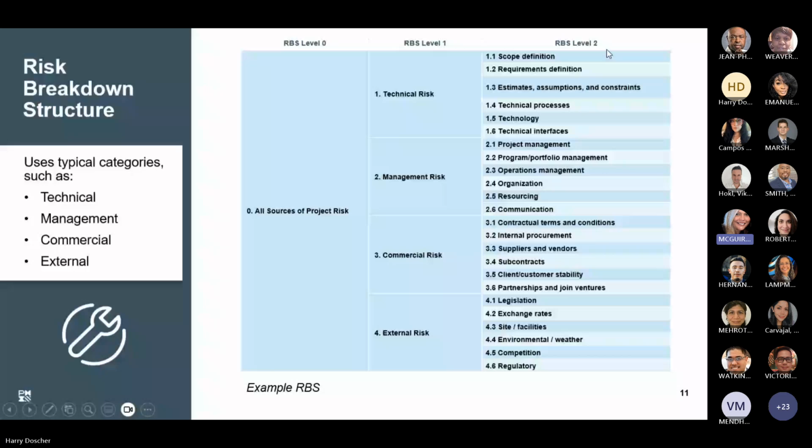Okay. So like technical risks, scope definition, management risks, operations management, commercial risk, suppliers and vendors, and external risks being things like legislation, exchange rates, things like that, environmental or weather. So these things fit hand in hand.